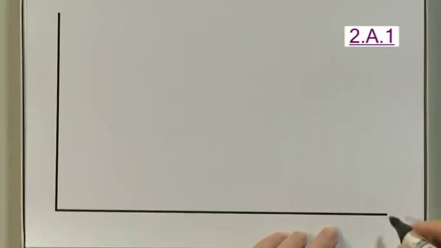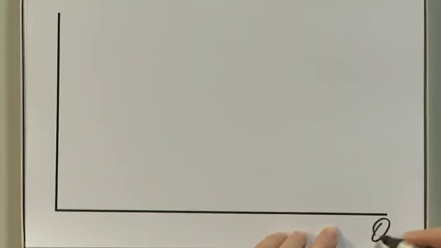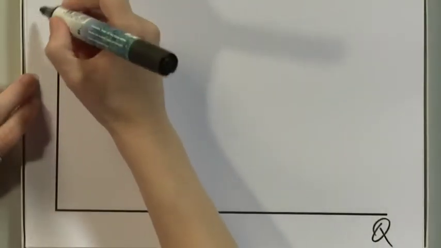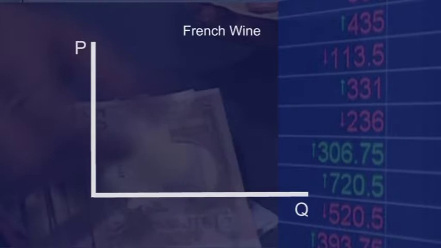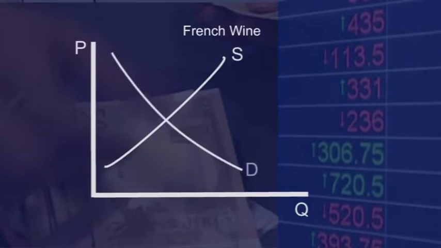So now we're drawing the supply and demand curve for French wine. We have the quantity on the horizontal axis and the price on the vertical one. And we do have the supply curve for French wine and the demand curve for French wine. And we have the equilibrium quantity and the equilibrium price for French wine.